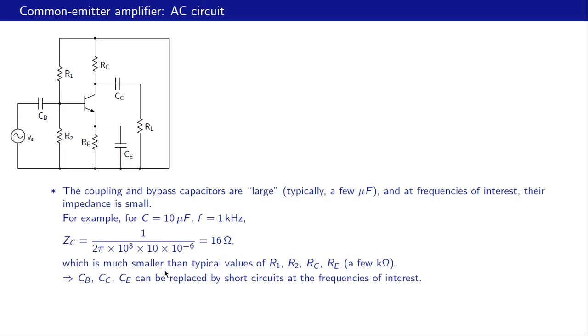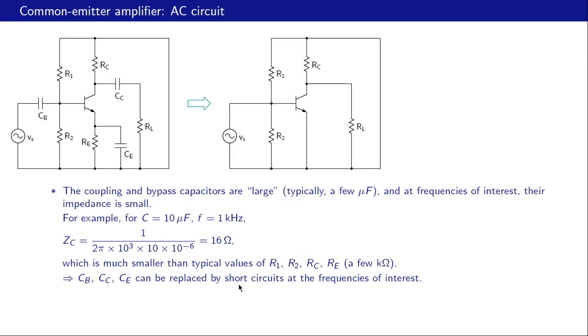And this impedance is much smaller than typical values of the resistances in the circuit, like R1, R2, RC, RE, which are in the range of a few kilo ohms. And therefore, what we can do is replace these capacitors CB, CC and CE with short circuits because their impedance is so small. And let us see what we get in that case. So this is what the circuit reduces to. What have we done? We have replaced CB with a short circuit, CC also with a short circuit, and CE also with a short circuit.